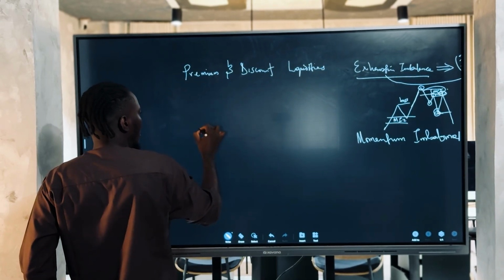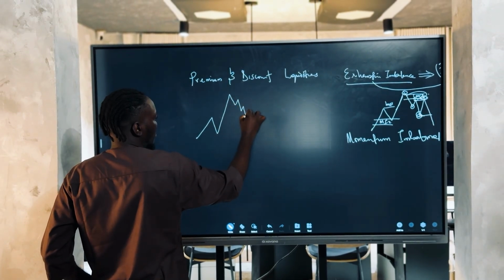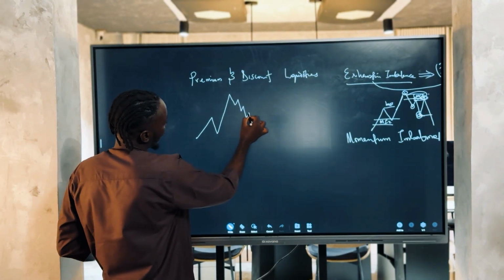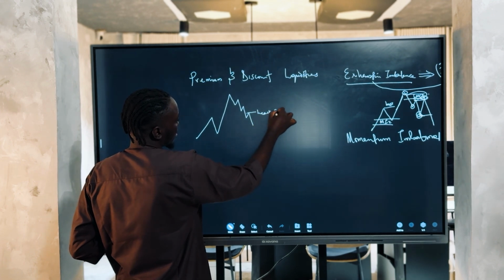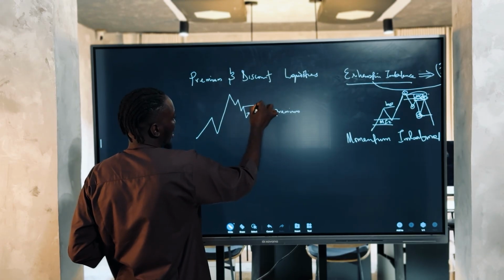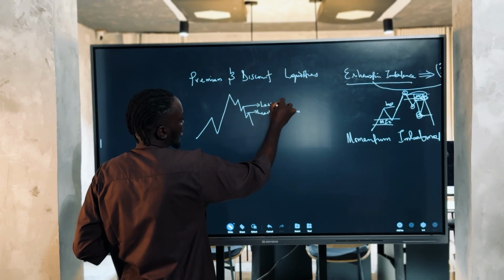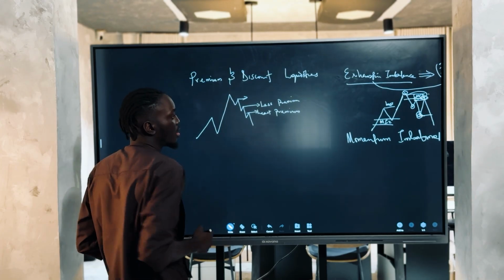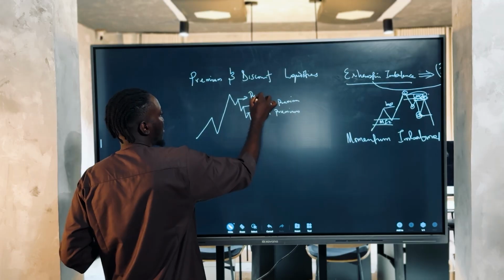Okay, if we have a structure like this, we say that this particular high is the least premium, less premium, and we can call this the premium or most premium, okay?